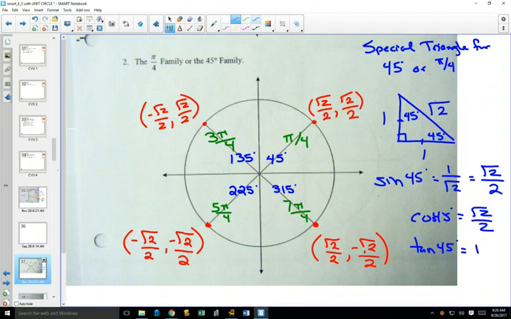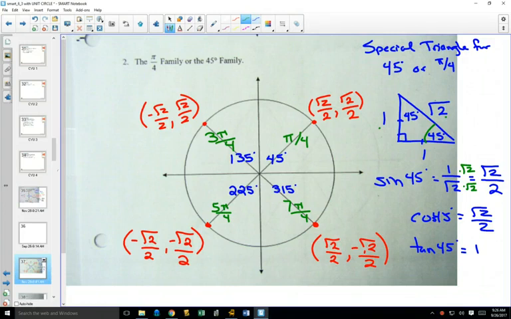We figured that out from the special triangle. So once I drew this special triangle, and I took this angle of 45 degrees, and sine is opposite over hypotenuse, I wrote 1 over root 2. I rationalized the denominator here by multiplying root 2 on the top and root 2 on the bottom. And so then that becomes root 2 over 2. So if you didn't know this, then we wouldn't be able to label this unit circle right now.